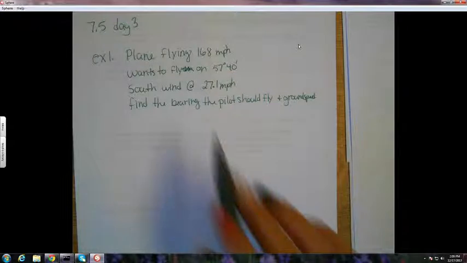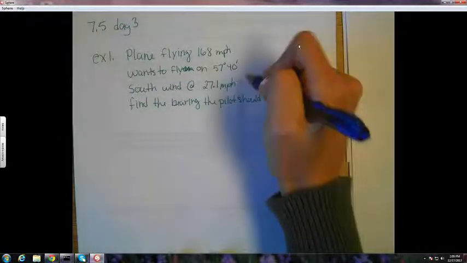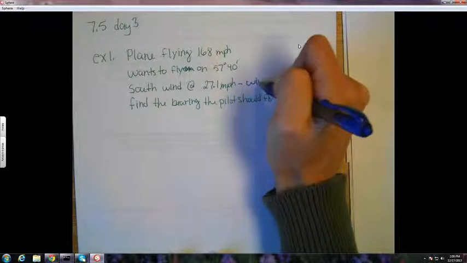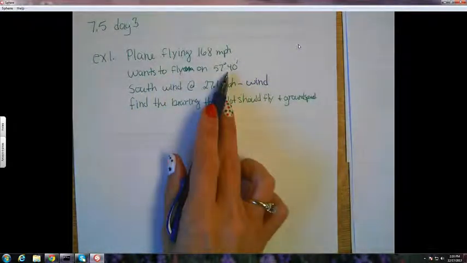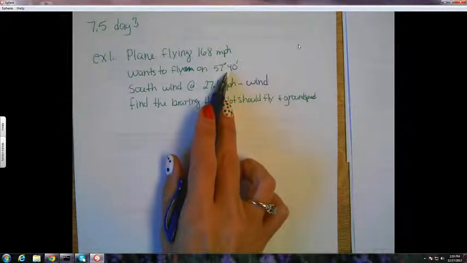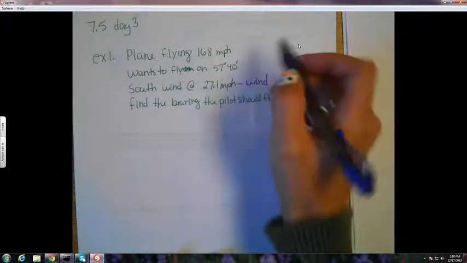So we always have the 3 vectors going. We've got airspeed, wind speed, and ground speed. The wind is easy to pick up because it says wind. Here's our wind vector. This wanting to fly on this bearing, which vector is that? That's where I want to end up on. That's the resultant, which we call the ground speed.